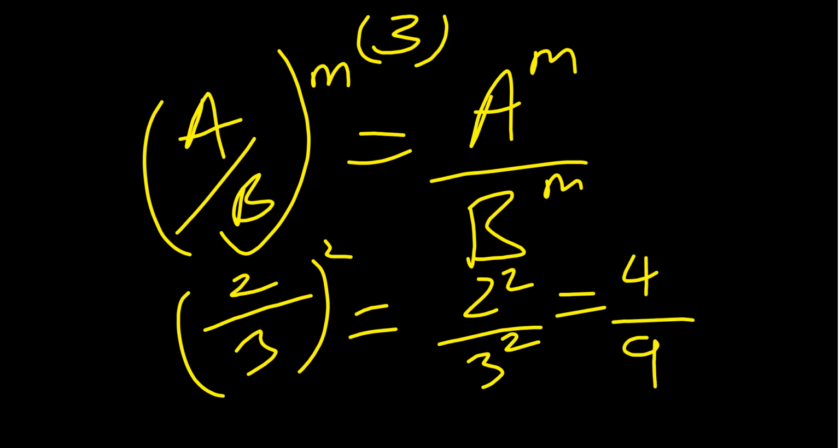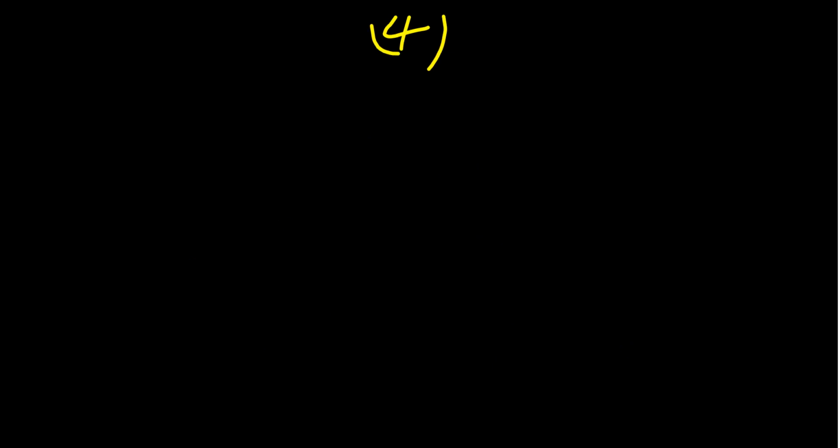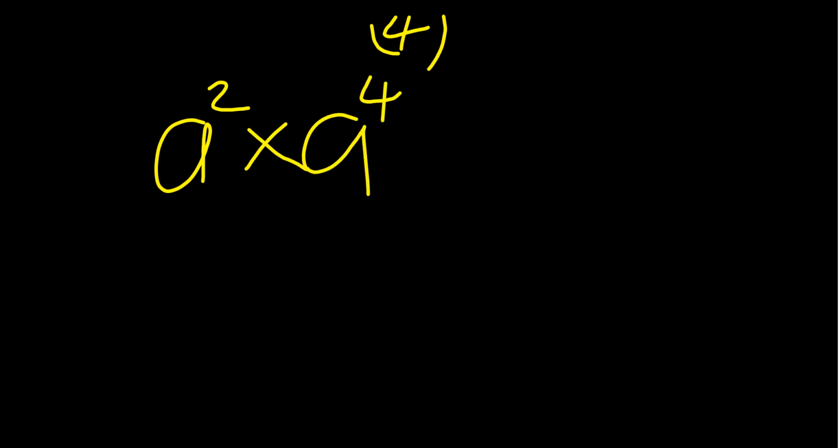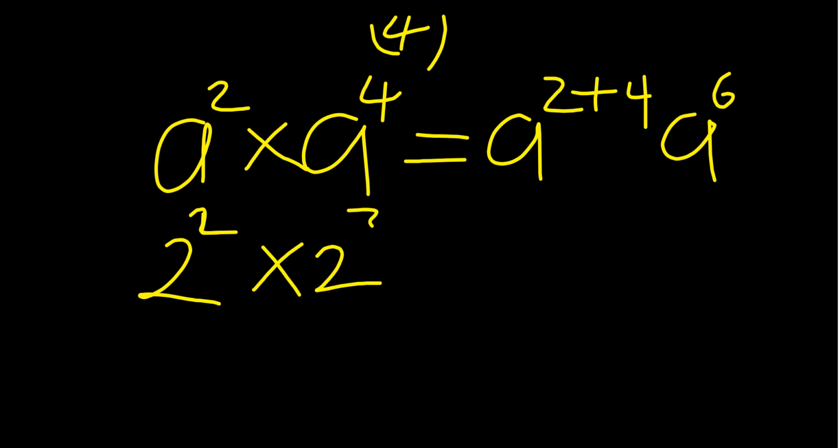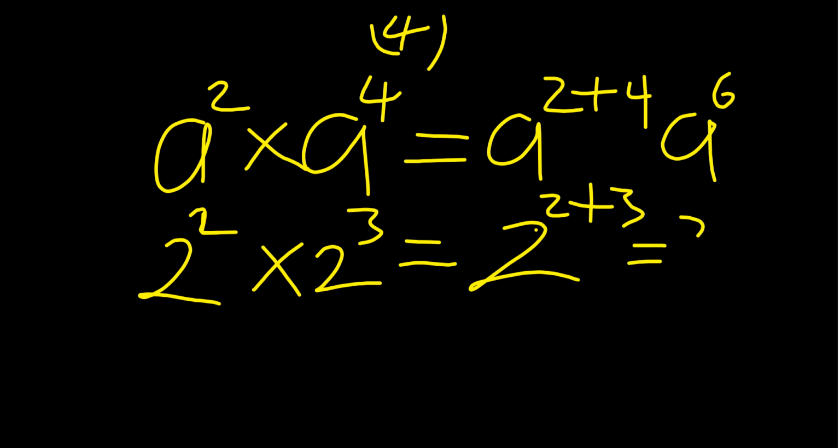So we may want to go to the next one, which is rule number 4. It says if two numbers of the same base multiply each other, just like you have a raised to power 2 multiply a raised to power 4, what did they say we do? They say we should add up the indices and leave the base. So this is what it means: a raised to power 2 plus 4, which is a raised to power 6. So if you have 2 raised to power 2 times 2 raised to power 3, it simply means 2 raised to power 2 plus 3, which is equal to 2 raised to power 5.